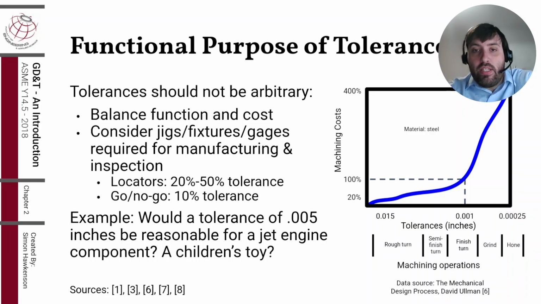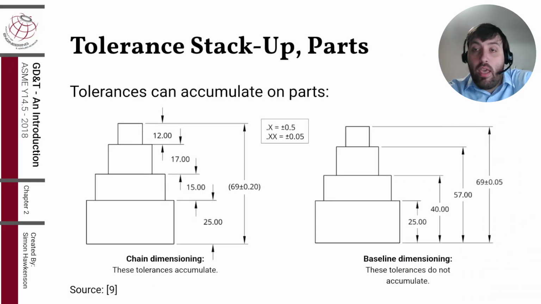On the right, you can see the costs for machining parts with specific tolerances along with their respective machining operations. And this is for steel, but it's basically the same thing for other materials as well. Tolerances, this is a really important part, and it'll show up later.